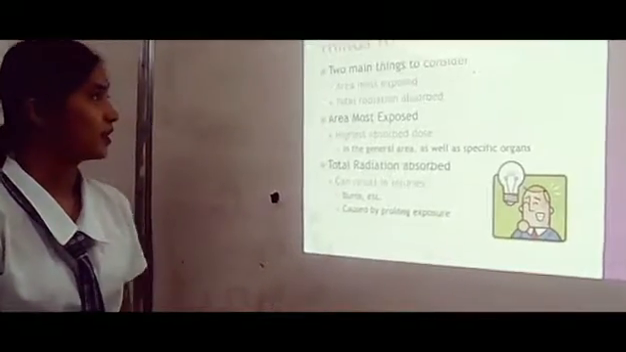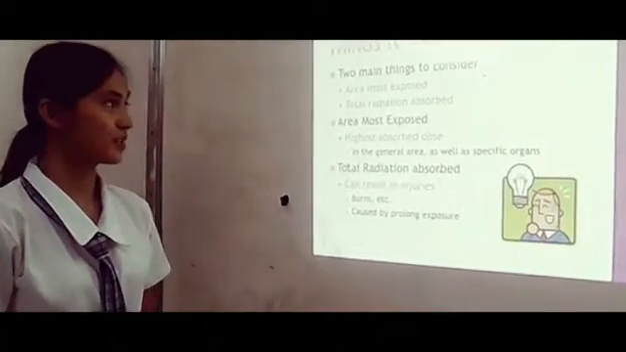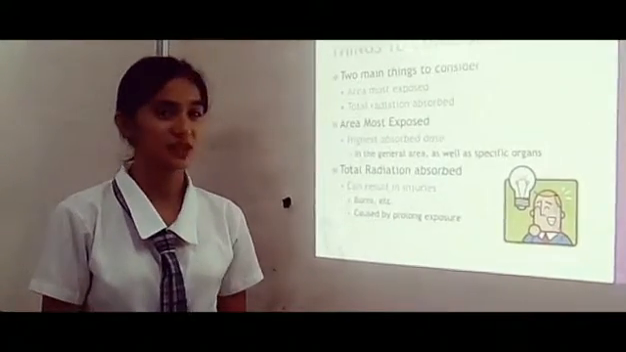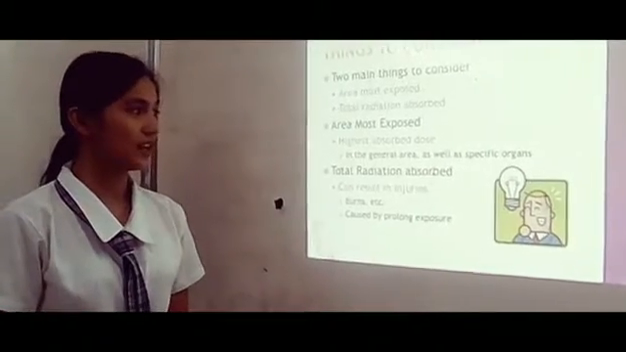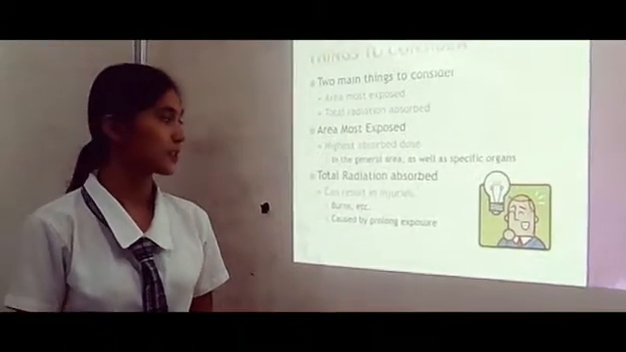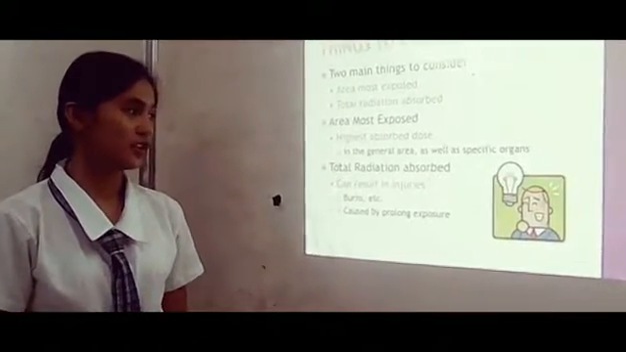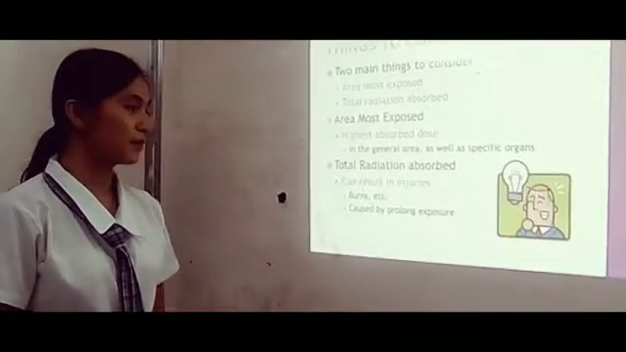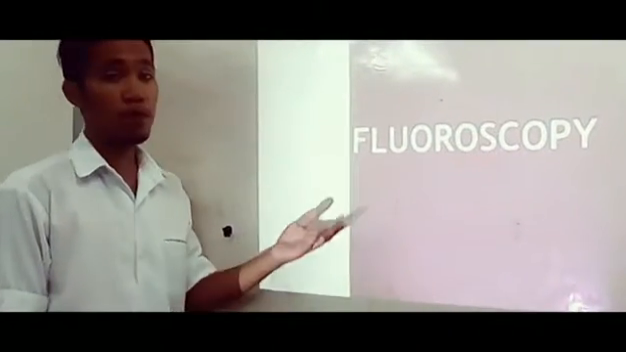Common things to consider. First, the area most exposed and total radiation absorbed. The area most exposed has the absorbed dose, in the general area as well as specific organs. Then, total radiation absorbed can result in injuries like burns, caused by prolonged exposure. At this moment, we would like you to visualize how a fluoroscopy machine works through a video presentation.